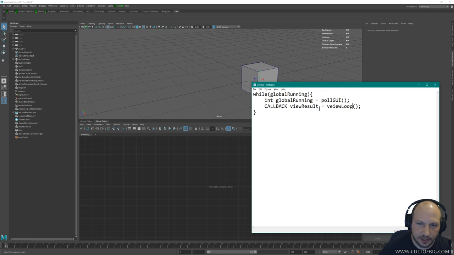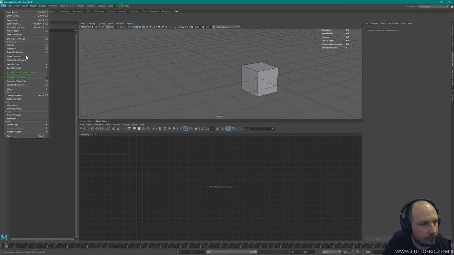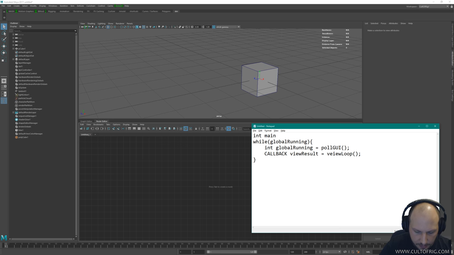So what I mean with something like that is that Maya will basically constantly be looking at the GUI, and as far as I know, Maya is at this point entirely Qt. I don't think there's any leftovers from the old Motif days. And basically, while global running, let's say that we have a global variable somewhere that is always true until you do file exit. So if you do that, that is set to false. Maya will basically go, oh, I'm not while global running. This might be the main.